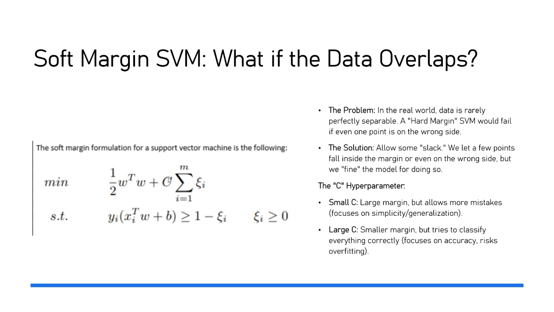The smaller the C, the larger the margin and it allows more mistakes. But the larger the C, the smaller the margin, and it tries to classify everything correctly. So as C becomes greater, it becomes more of a hard margin SVM, and the smaller the C, the more it becomes a soft margin SVM. And these are the major formulas for the soft margin SVM. If you remove this part and only keep half times w transpose w, it is the formula for the hard margin SVM. And E is basically the slack.